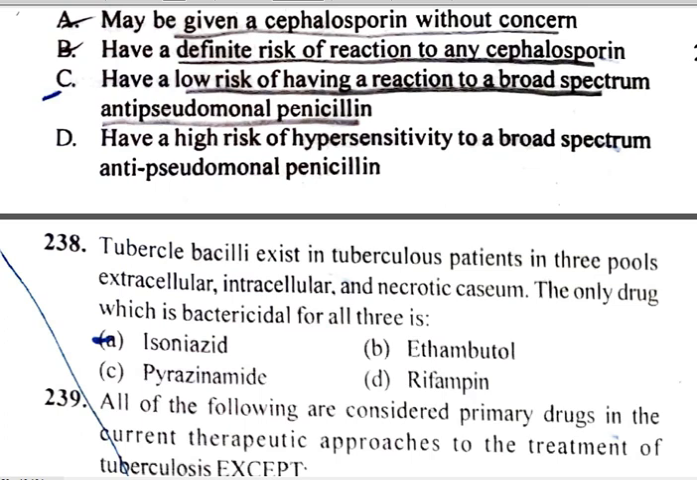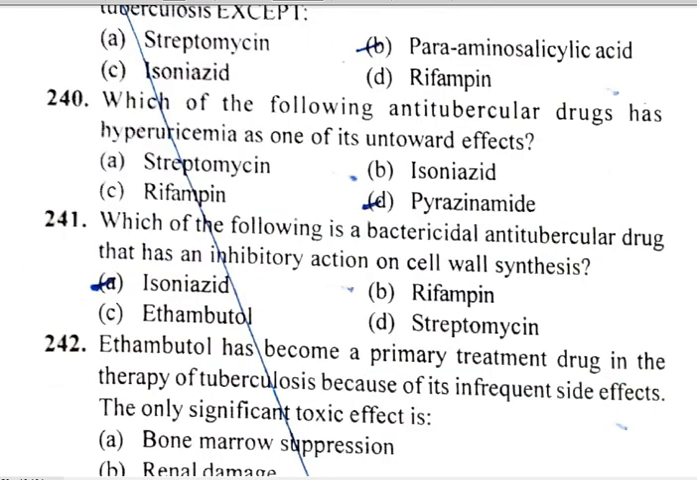All of the following are considered primary drugs in the current therapeutic approaches to the treatment of tuberculosis except para-aminosalicylic acid. Which of the following antitubercular drugs has hyperuricemia as one of the untoward effects? That is pyrazinamide. Which of the following is a bactericidal antitubercular drug that has an inhibitory action on cell wall synthesis? That is isoniazid.